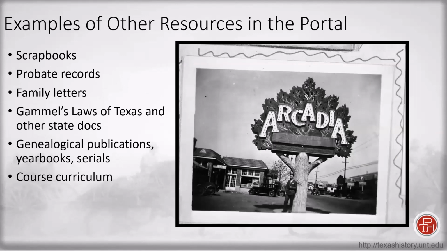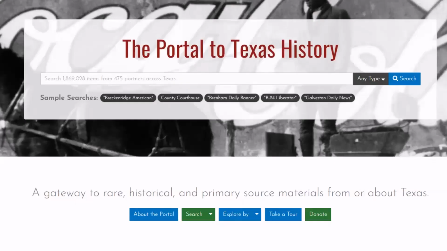Other examples of resources that we have on the portal include scrapbooks, probate records, family letters, Gammel's Laws of Texas and other state documents, genealogical publications, yearbooks, serials, as well as course curriculum. So when you go to texashistory.unt.edu, like I said before, you come to a home screen that looks similar to this.